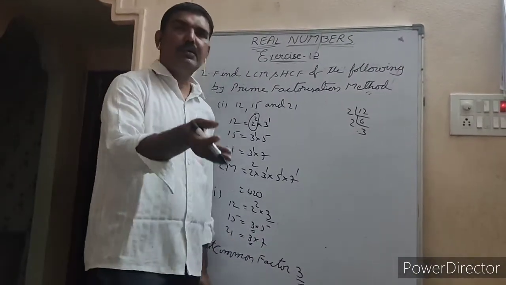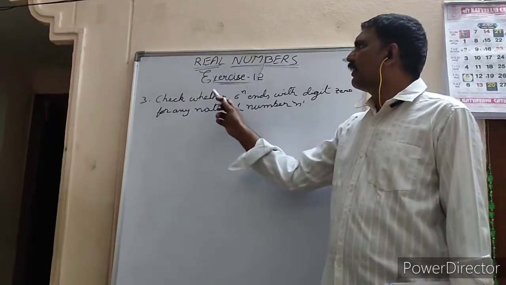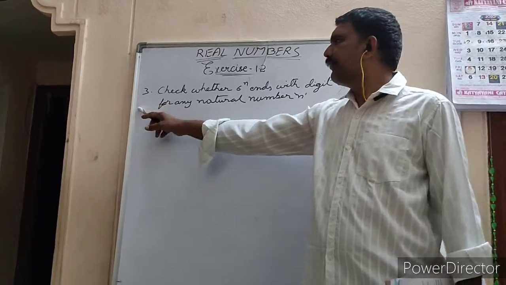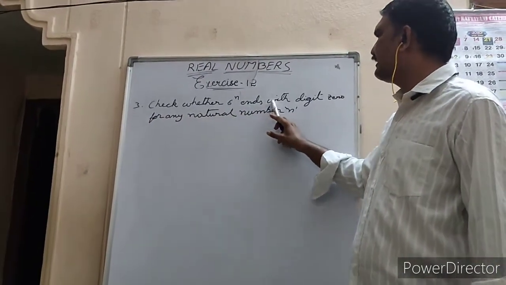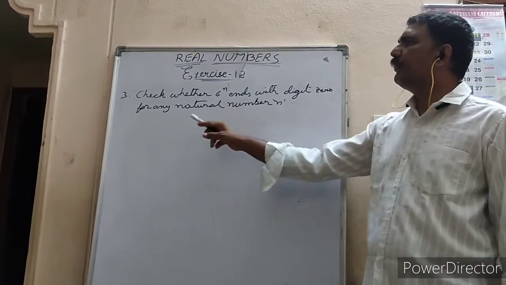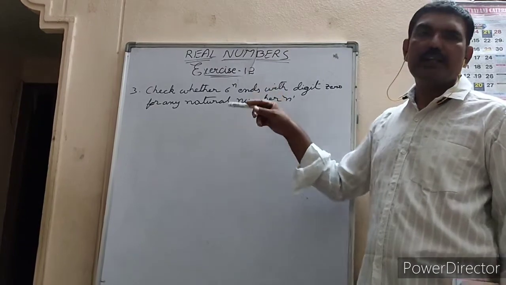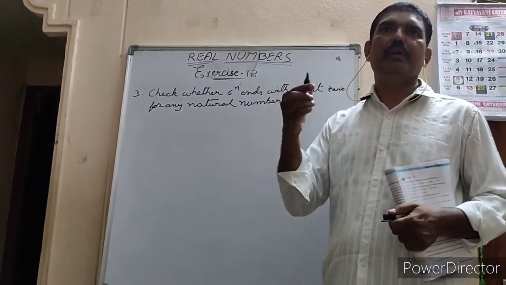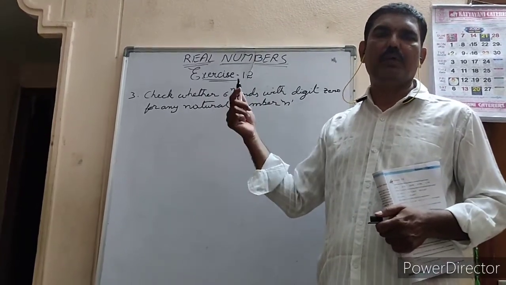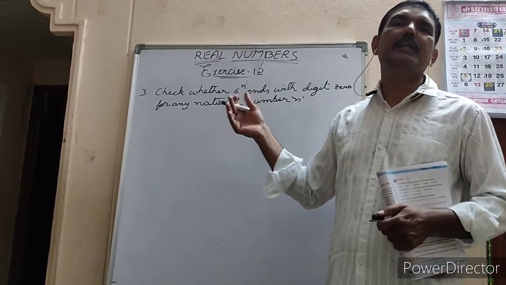Okay. Next we will go for the next problem, that is the third problem. Exercise 1.2, third problem: check whether 6 power n ends with the digit 0 for any natural number n. First, you should understand the question. He is asking whether 6 to the power of either 1, 2, 3, 4, any natural number, will end with the digit 0 or not.